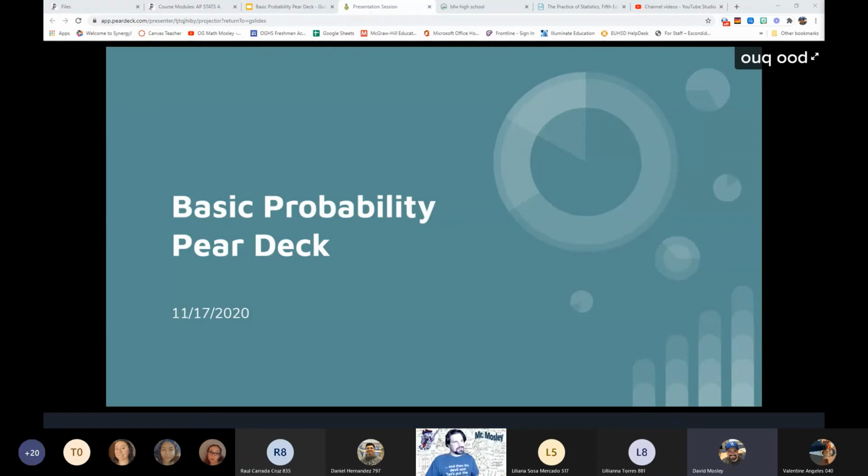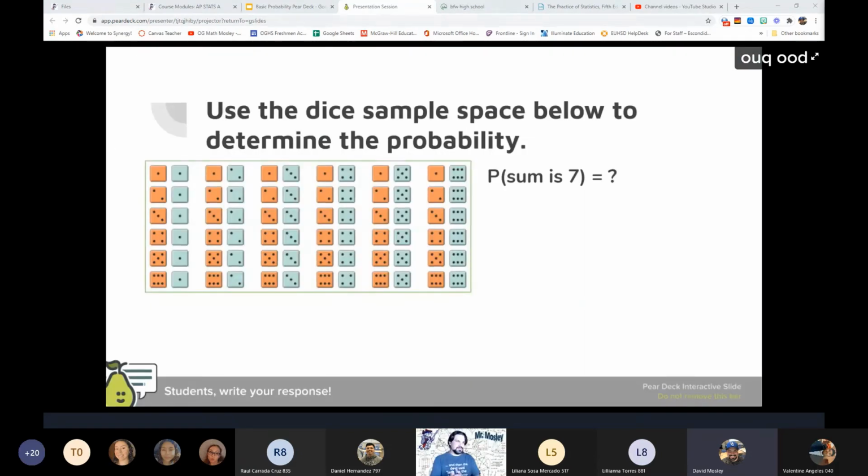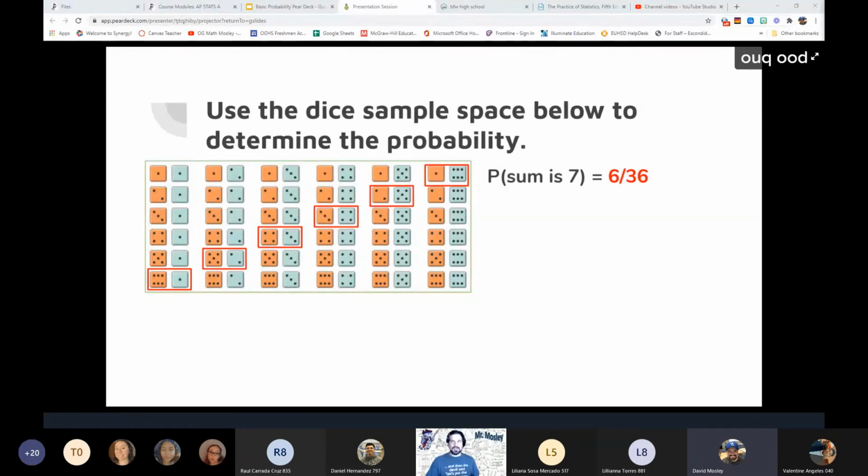Here's our first question. Use the dice sample space below to determine the probability. You're going to use the same sample space for all the questions. So what is the probability that the sum of the two dice is 7? See what the answer should be. Lots of responses. All right.